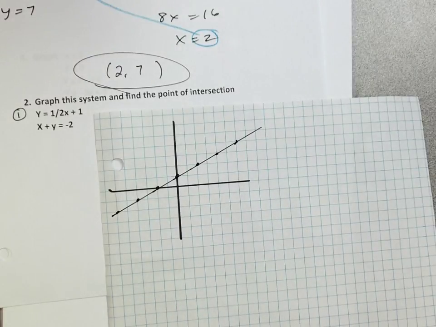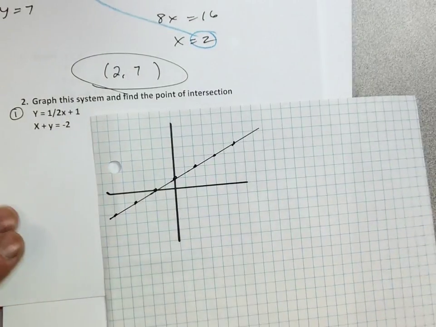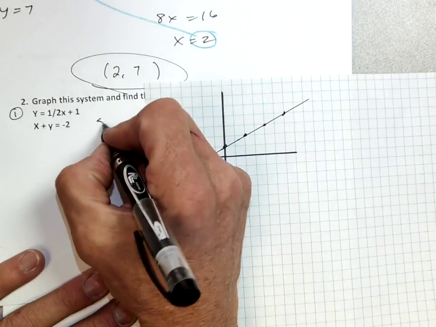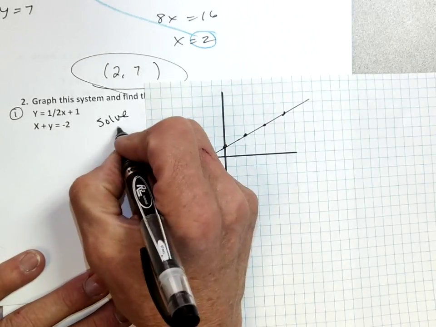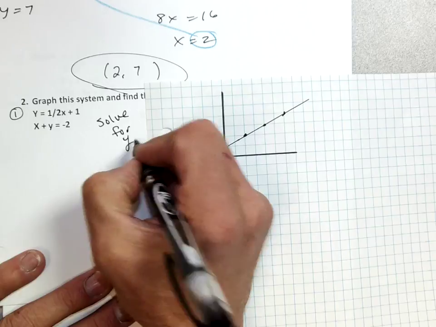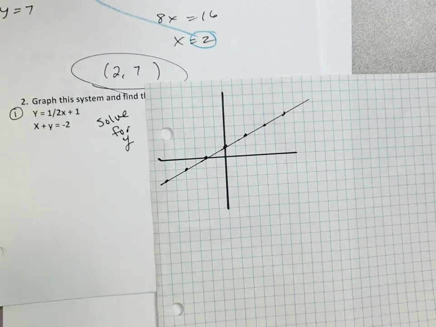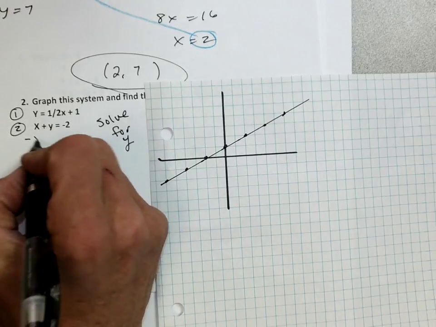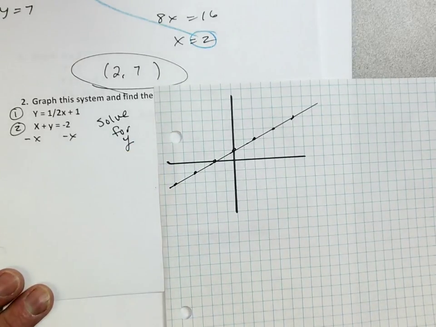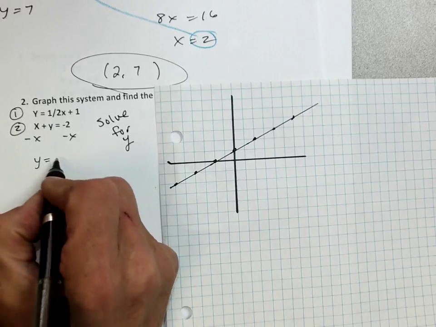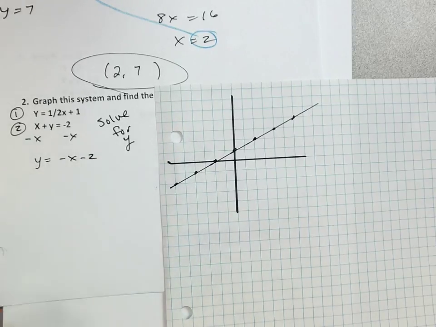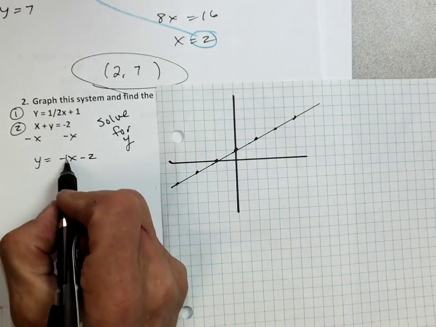Second equation, let's solve for y first. Okay, on the second equation, equation 2, I'm going to solve for y. So I'm going to go minus x, right? I have y is equal to minus x minus 2. Okay. If that was a 1 over 1, that'd make it easier for me, right?